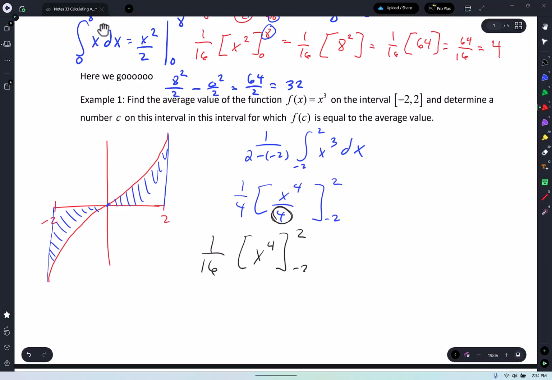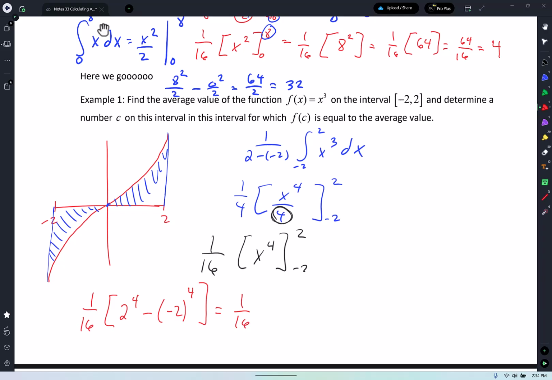So here it is. I like red. Red's my favorite color when it comes to writing notes. 2 to the 4th power minus -2 to the 4th power. 1/16 times, and in case you don't see that it's 0, 2 to the 4th power: 2 times 2 is 4, 4 times 2 is 8, 8 times 2 is 16. 16 minus, notice that's a negative, but I'm raising it to the 4th power, so it turns positive. -2 times -2 is 4, 4 times -2 is -8, -8 times -2 is 16. So, see? 1/16 times 0. I got 0.